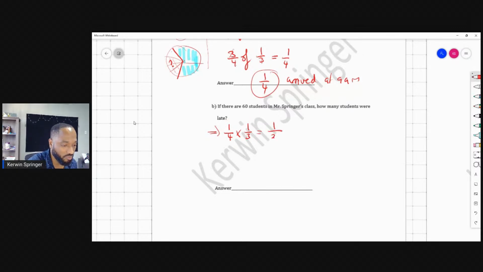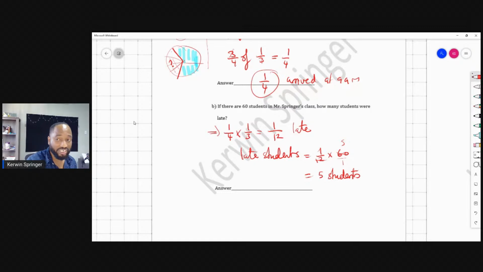So this is 1/12. What just happened? So 1/12 late. So 1/12 late means 1/12 of the 60. So late students would be 1/12 of 60. 12 can go into 60 5 times. So it's 5 students late.